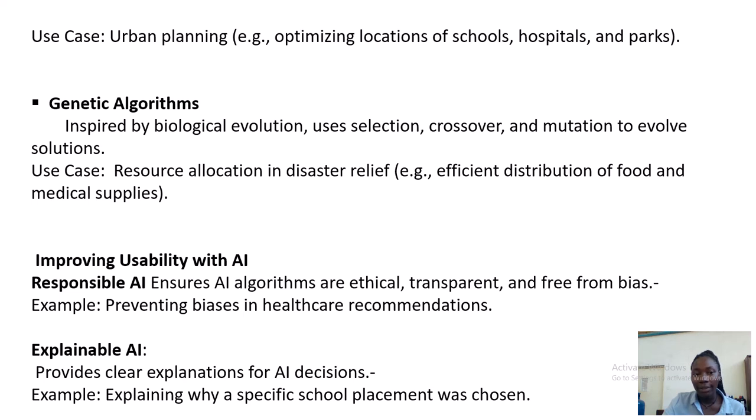medical supplies. So we're going to talk about improving usability with AI. We shall be talking about responsible AI and explainable AI. Responsible AI ensures AI algorithms are ethical, transparent, and free from bias. An example includes preventing bias in healthcare recommendations. We also have explainable AI, which provides clear explanations of AI decisions. For example, explaining why a specific school placement was chosen.